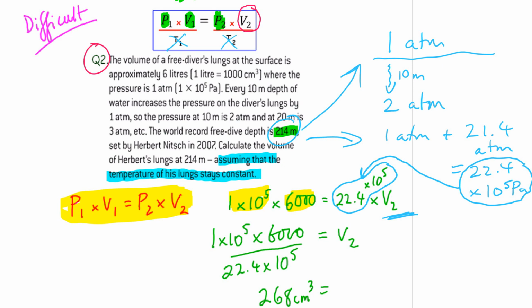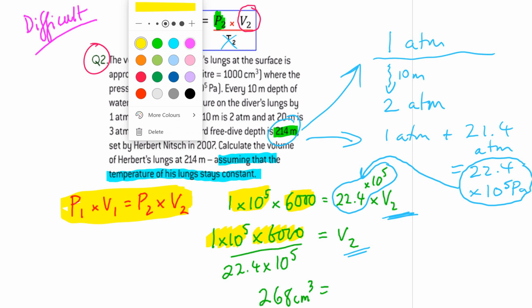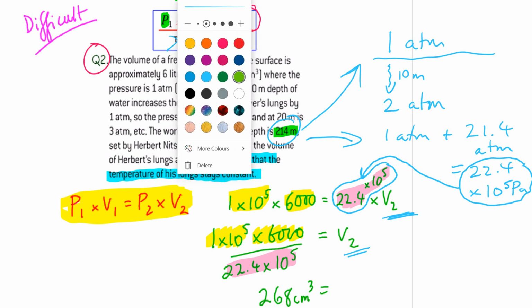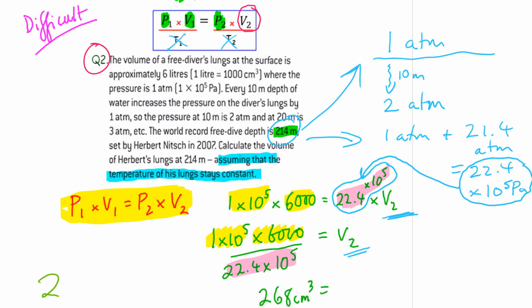If you then isolate V2 on its own, it will be 1 times 10 to the 5 multiplied by 6,000, and then you divide that by this number here. And when you do that, I'm just going to check this now. So I've just calculated the answer at 267.857, etc. So I've just rounded that up to 268, and the original volume was 6,000 centimetres cubed.